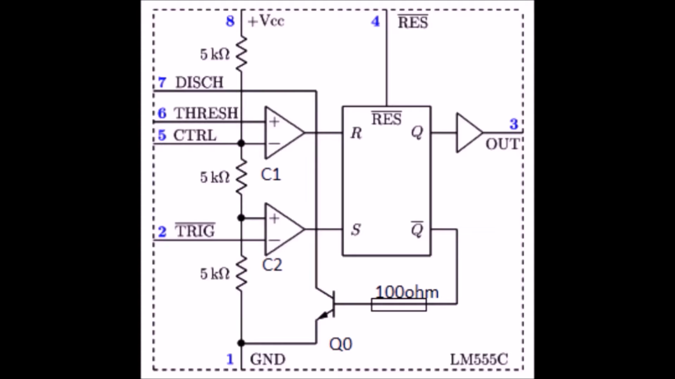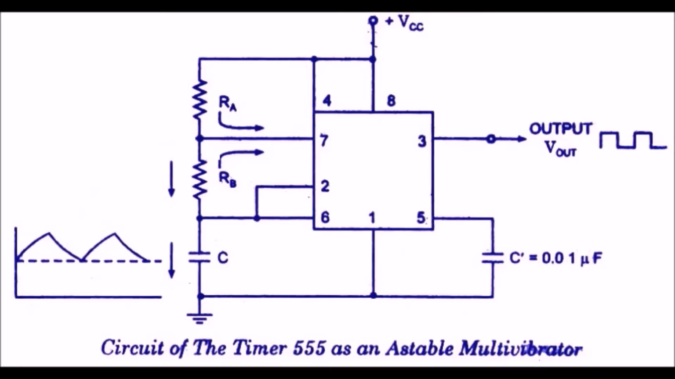Summarizing, lowering the trigger below VTL turns Q0 off and raising the threshold above VTH turns Q0 on. The flip-flop includes a reset input to force Q low and turn Q0 on, regardless of the conditions at the inputs of the comparators. This figure shows the 555 IC configured as an astable multivibrator.